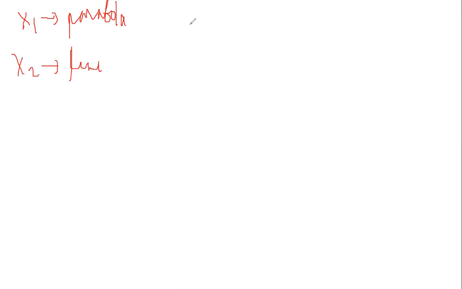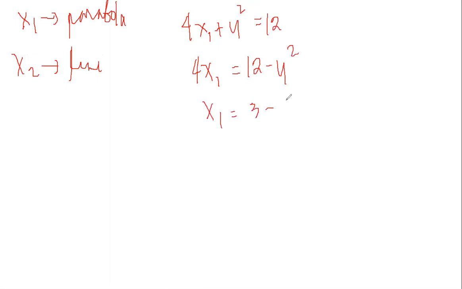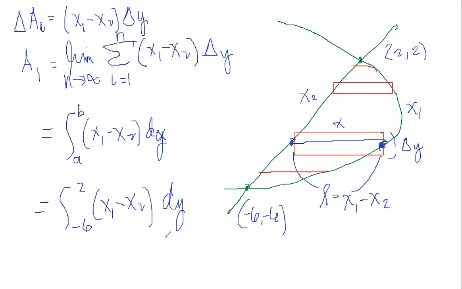Now the parabola has an equation 4x plus y squared is equal to 12. So we can solve for x. Let's say this is x of 1. So 4x of 1 is equal to 12 minus y squared, and x of 1 is equal to 3 minus y squared over 4. And for the line, x sub 2 is equal to y. Simple, right?